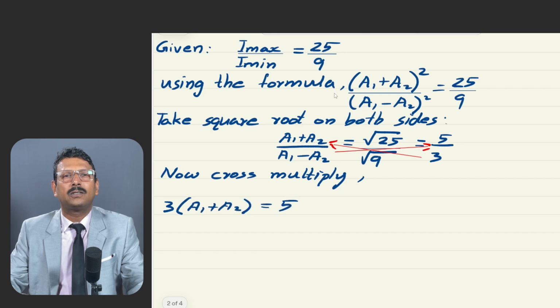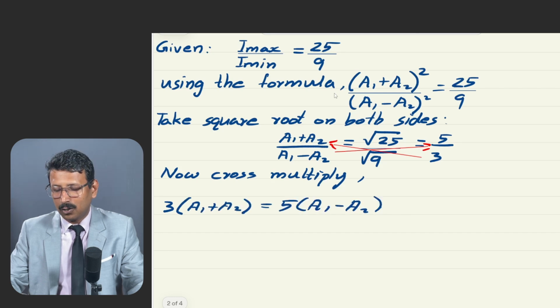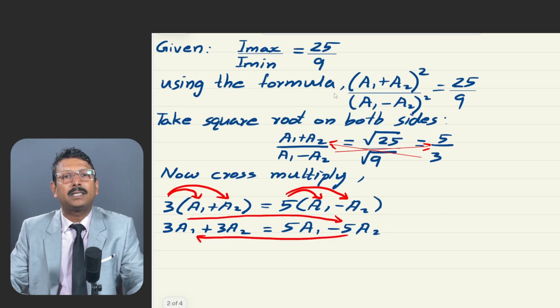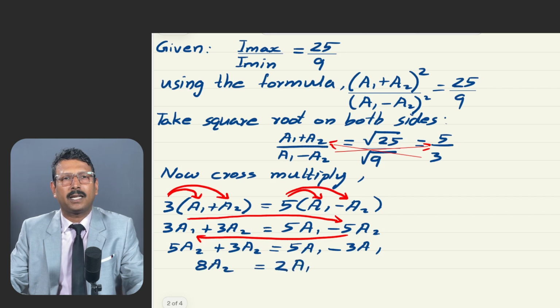Now cross multiply. So the right side denominator 3 will go to the left side numerator. So 3 into A1 plus A2 is equal to 5 into A1 minus A2. Then expand, multiplying each individual quantity. So 3A1 plus 3A2 is equal to 5A1 minus 5A2. Now take like terms to one side. A2 terms we write on the left side: 5A2 plus 3A2 is equal to 5A1 minus 3A1. Do the normal subtraction and addition. So 8A2 is equal to 2A1.